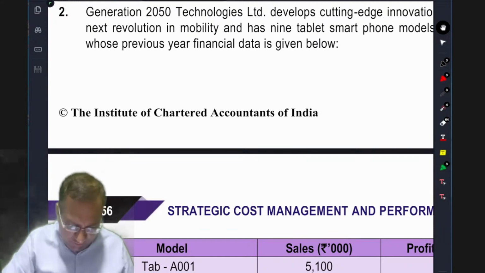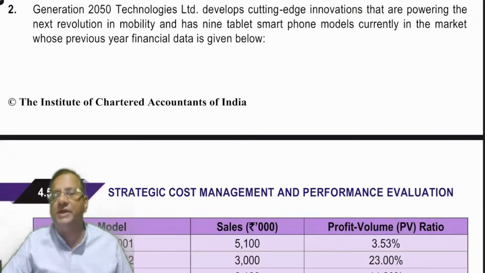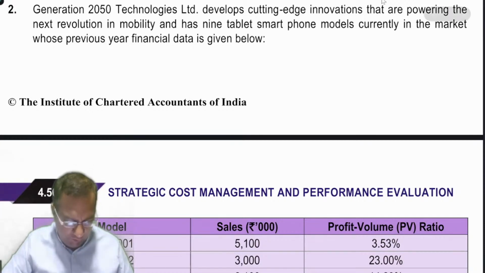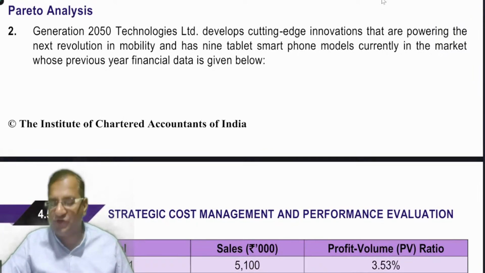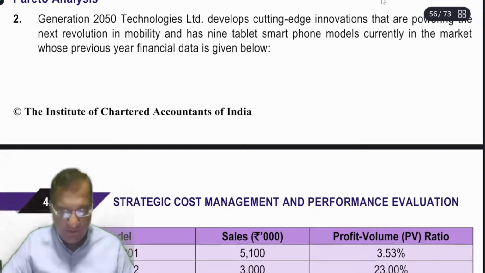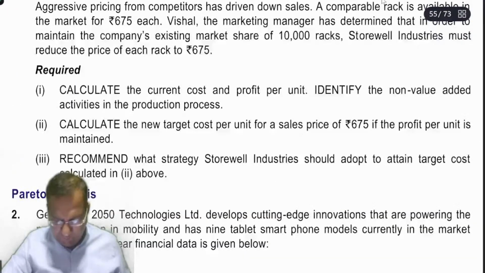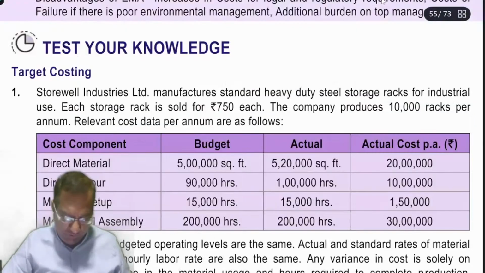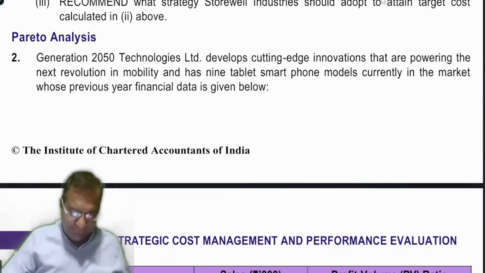So let's start some more questions, beta. We have seen a very basic question of Pareto analysis in the last session. That's a very simple question, I think it's illustration number 5. Now we will proceed to some good questions given on page number 55 and page number 56 of the study material. Please open page number 56 of the study material. It's question number 2.